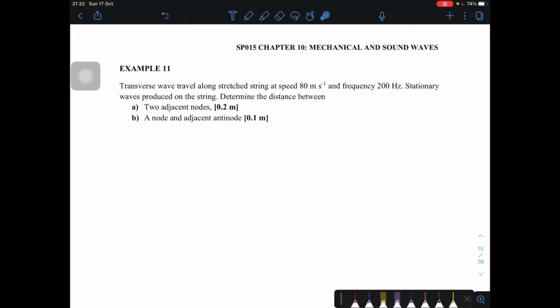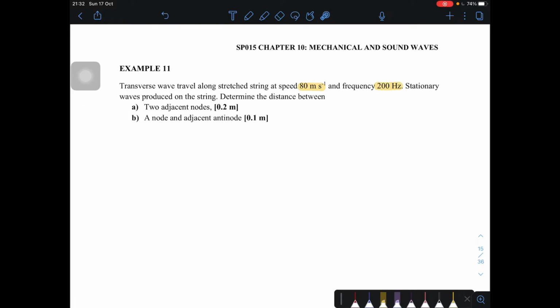Okay, let's look at example 11. A transverse wave travels along a stretched string at a speed of 80 meters per second and a frequency of 200 Hz. Stationary waves are produced on the string. Determine the distance between two adjacent nodes, and a node and an adjacent antinode. Okay, so kita dibagi stationary waves with the speed of 80 meters per second and frequency 200 Hz.